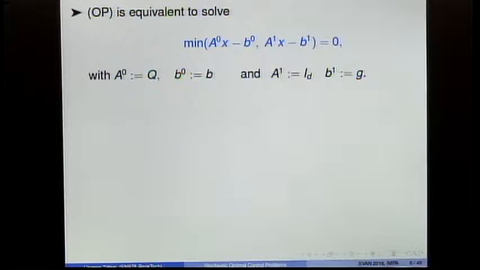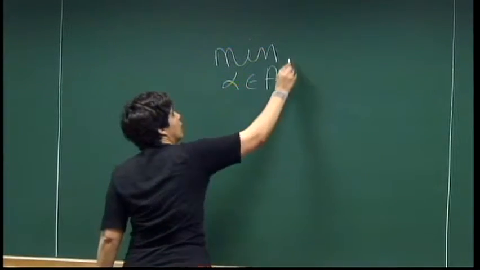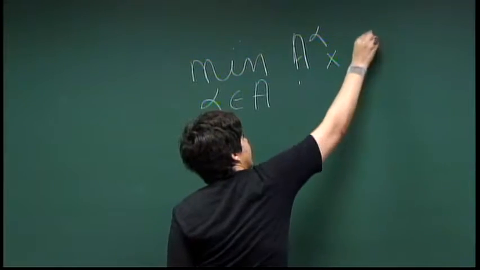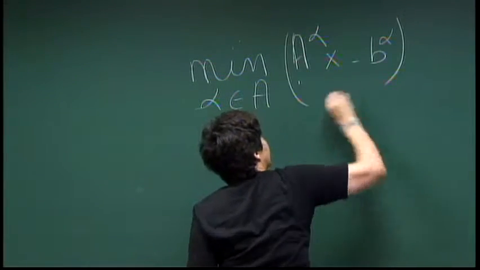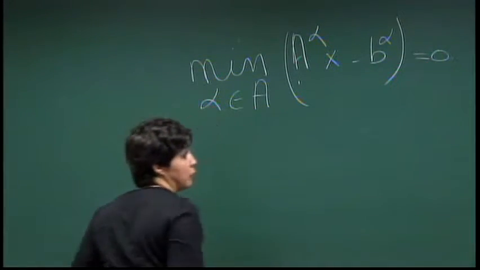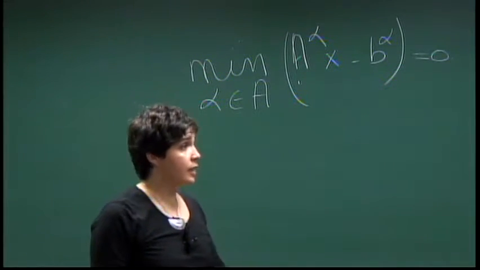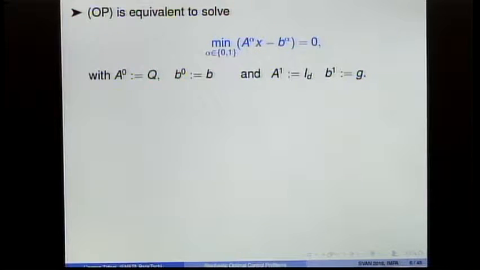So exactly the general framework I wrote at the beginning like that. And in this example, the set of actions is just 0 or 1. Okay?